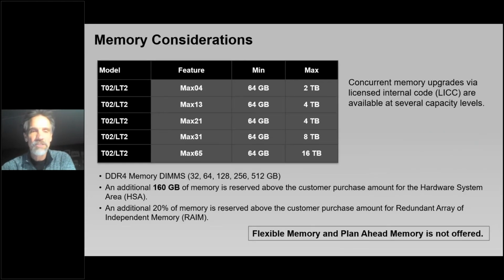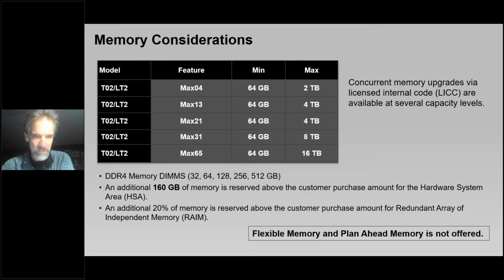Memory considerations. This just lays out again in the table the minimum and maximum for the different max configurations, both for T02 and LT2. All right, and so there are a couple things to note. Again, the HSA has grown quite a bit. And on the Z13, it was, I believe, 40 gig, and on the Z14, it was 64 gig. So there's a lot of growth there, and I think there's probably just a lot of underlying interesting things going on to where they need that available to do what happens under the covers.